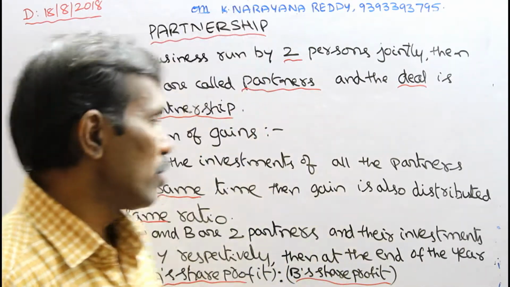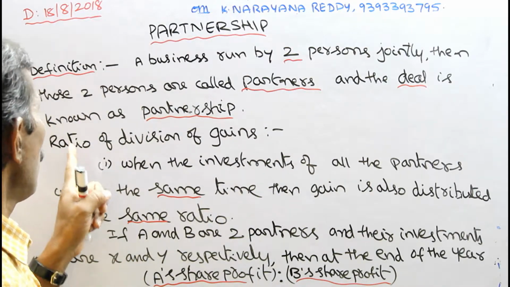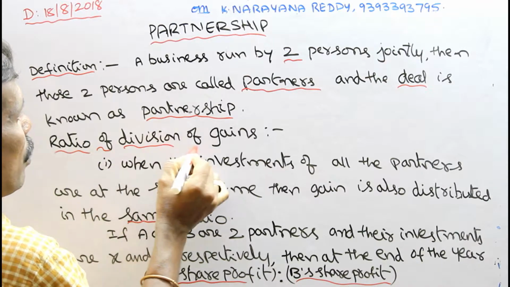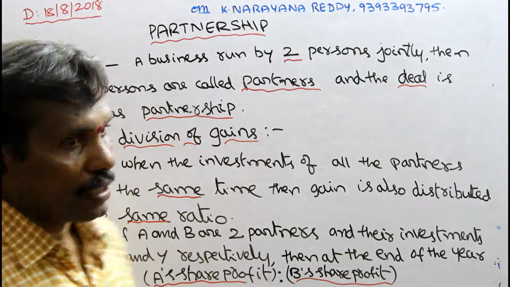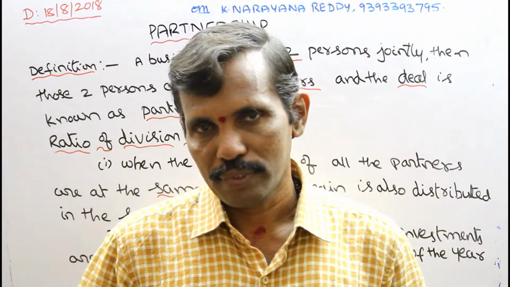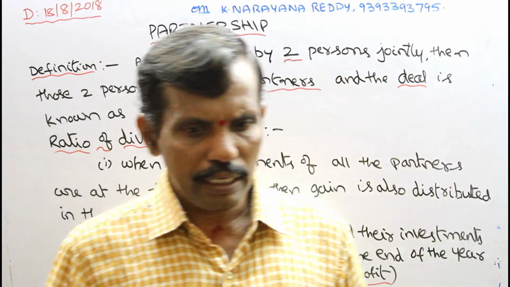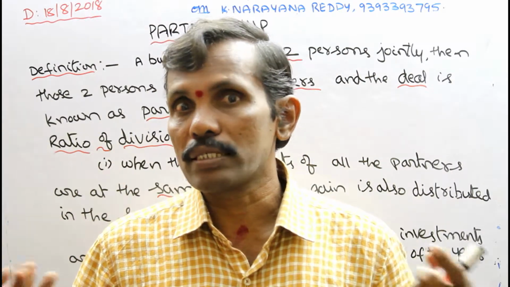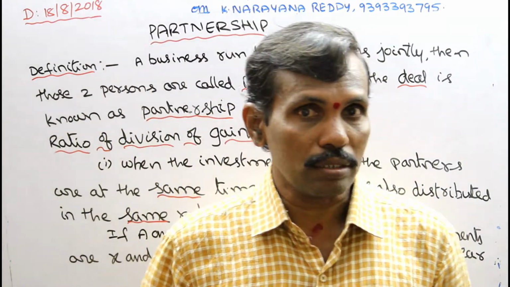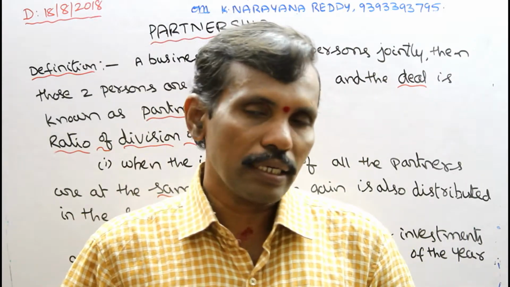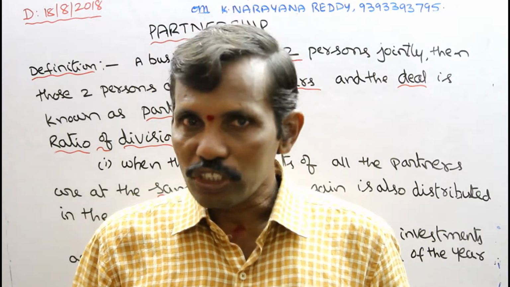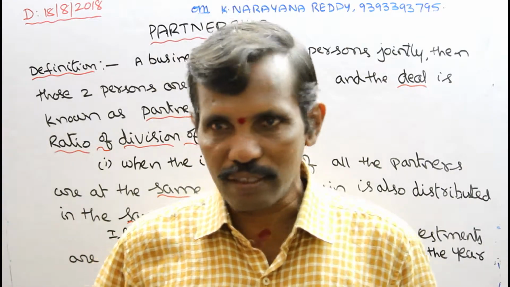Okay, simple. Now take the ratio of division of gain. How gain or loss can be distributed among them. Some businesses get loss, some businesses get gain. Not all businesses are gain, not all are loss. So whenever there is a loss it will be distributed among them, and whenever there is a gain it is also distributed among them. That is partnership. Yes or not?